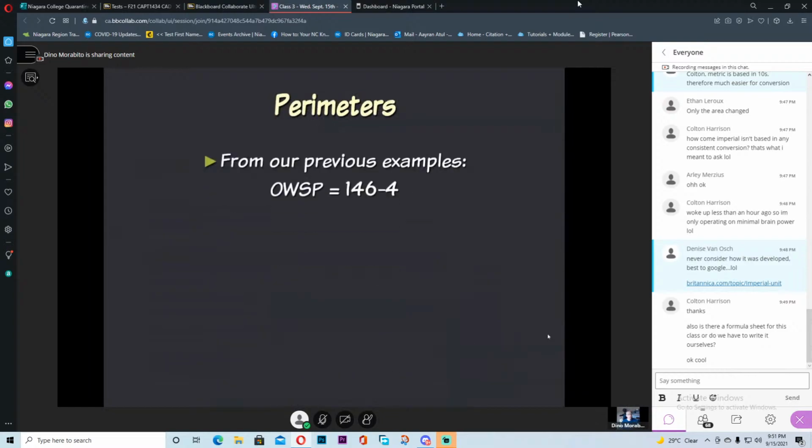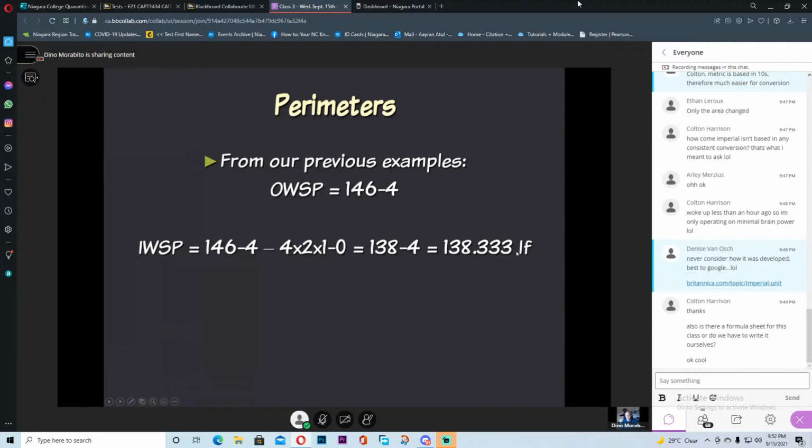So for the previous examples, with that 146 foot 4 inches, I want to calculate the inside wall surface perimeter. I start with that number. I subtract 4 times 2 times 1 foot, and I get 138 foot 4 as my inside wall perimeter.